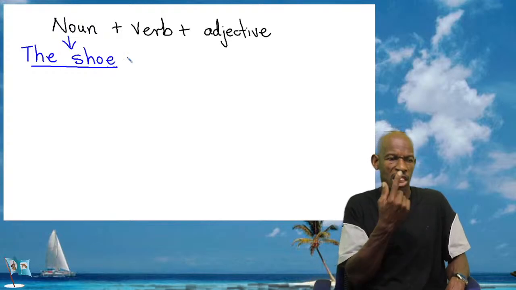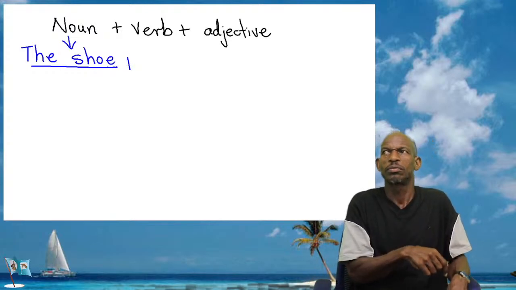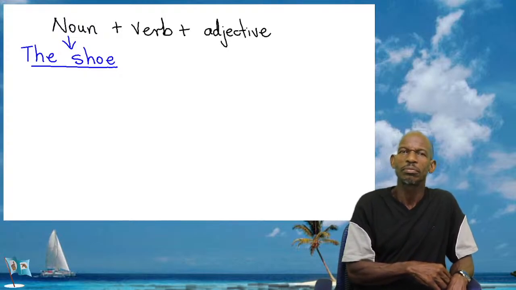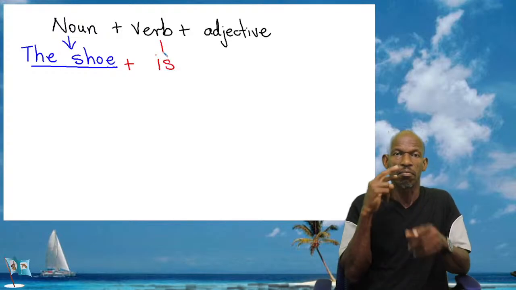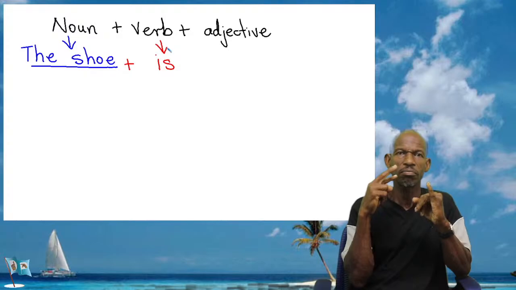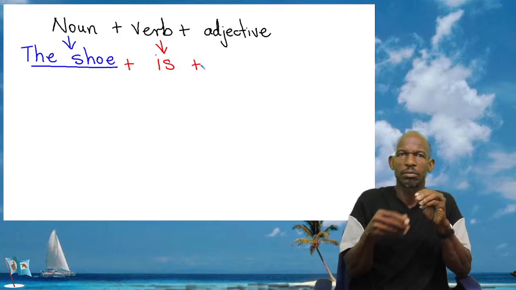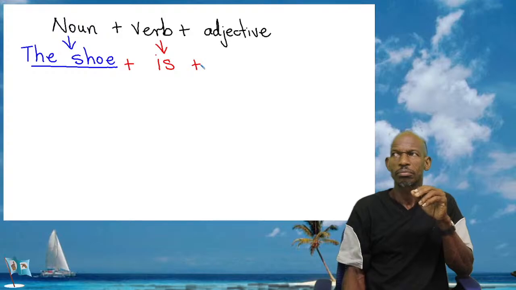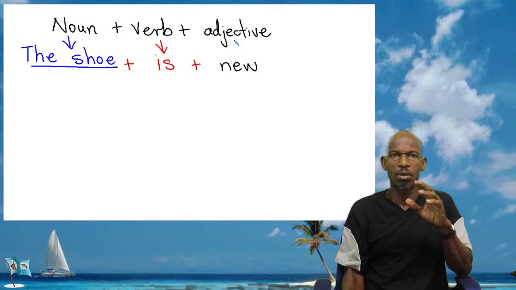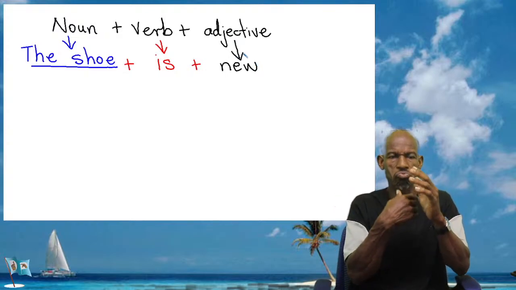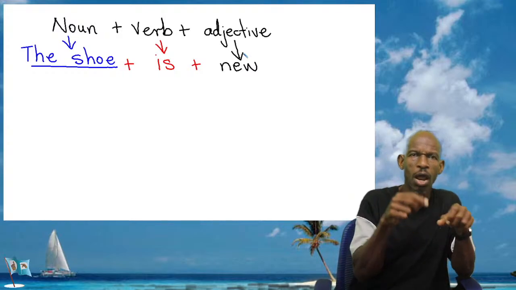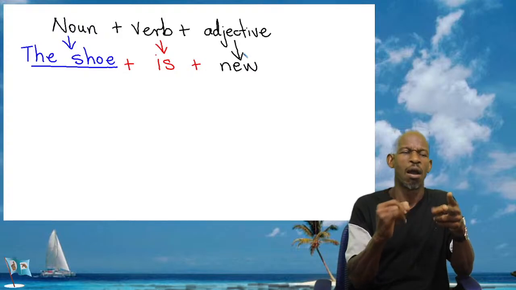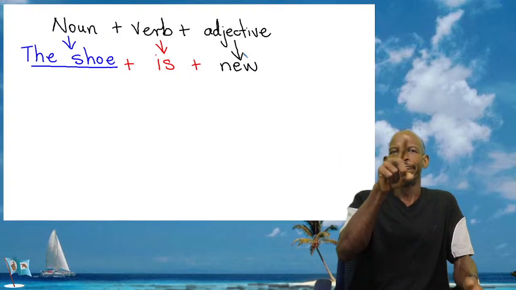The shoe is, put a different color. I'm adding is, a verb. Then I'm adding the adjective new. That is the adjective. So I have the shoe, which is a noun, the verb is, and new is the adjective. That is a sentence: the shoe is new.